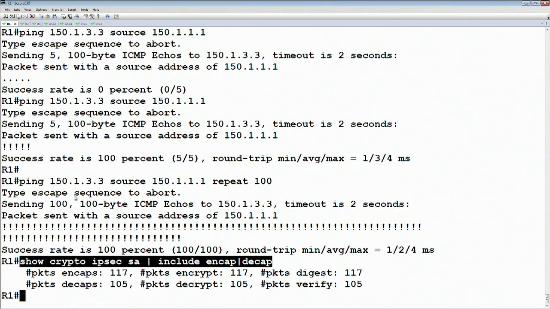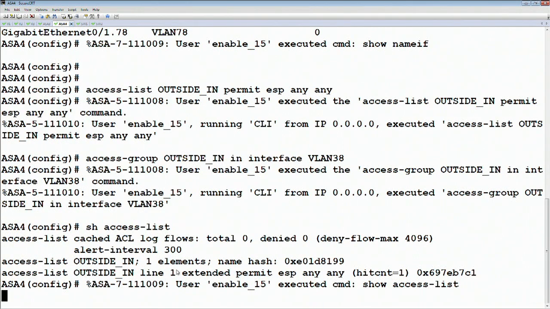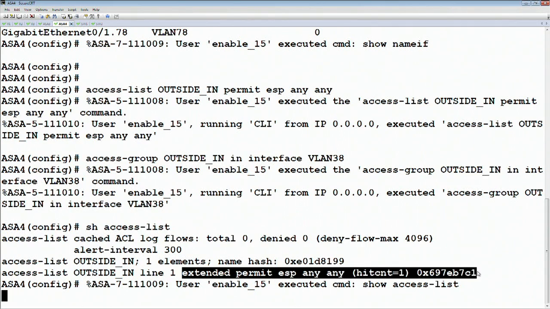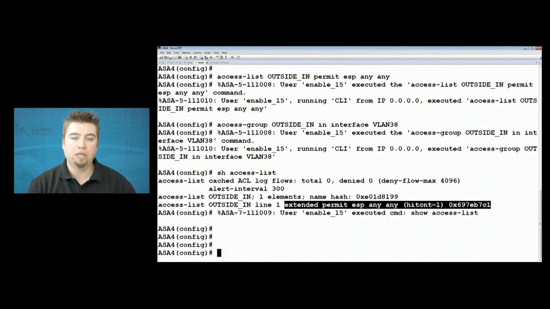Okay, so this is one simple solution, where we're just saying don't filter ESP packets as they come in from the outside. But what's the potential problem with this now? We now have an unsolicited hole in the outside interface. So we don't know if these ESP packets are a response to a VPN on the inside, or if it's just someone randomly sending ESP traffic through the firewall. So this might not be the best solution.